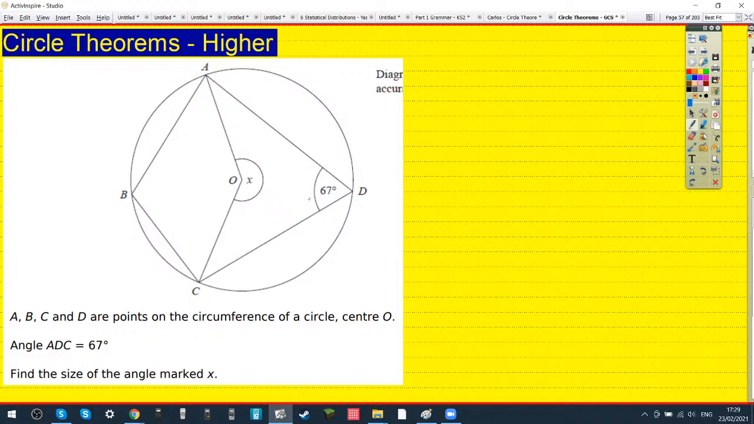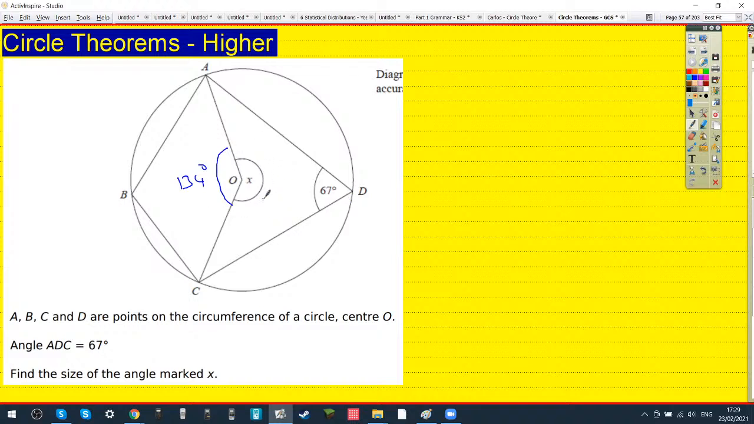Any idea about that? So that would be 134. This one would be 134. So then we have to add up to 180.